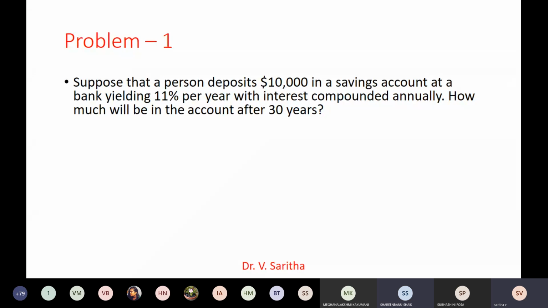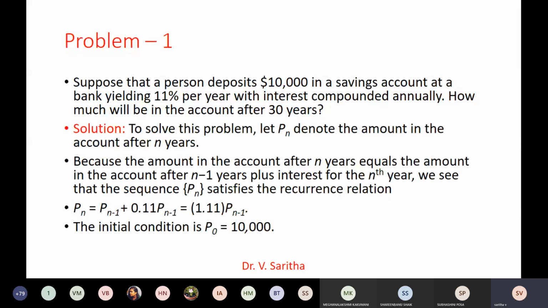This continues every year, so we are going to write a general formula: Pn equals Pn minus 1 plus 0.11 Pn minus 1. Then we substitute 30 for n to find the value. As I told you, this is how you get the formula. So Pn is Pn minus 1 plus 0.11 Pn minus 1, that is nothing but 1.11 times Pn minus 1. The initial condition is P0 equals 10,000.